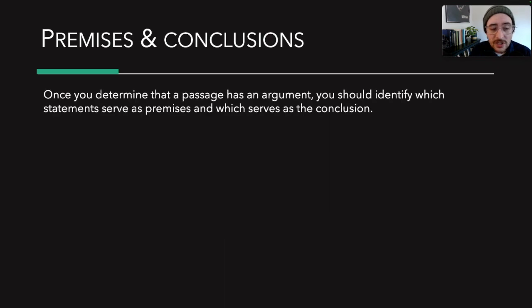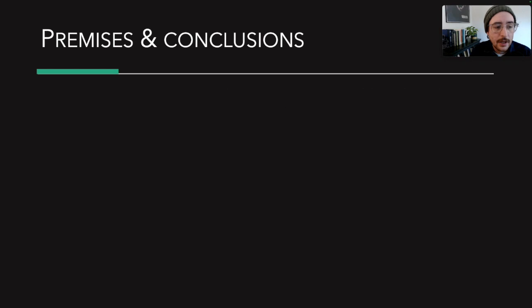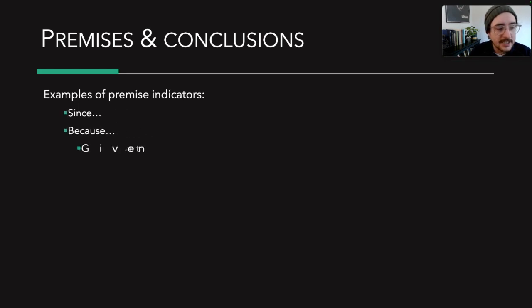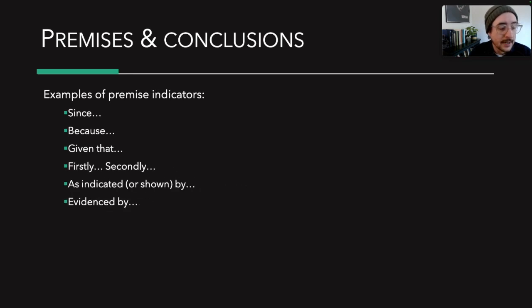But of course, once you determine that a passage has an argument, you should go on to try to identify which statements serve as the premises and which serve as the conclusion. So how can you do that? One thing you can do is look for premise and conclusion indicators. Let's consider a few examples of premise indicators. Since, because, given that, firstly, secondly, as indicated or shown by, evidenced by, due to, owing to, assuming that. These are all often, not always, but often used to introduce premises.